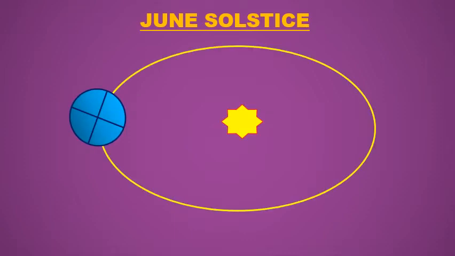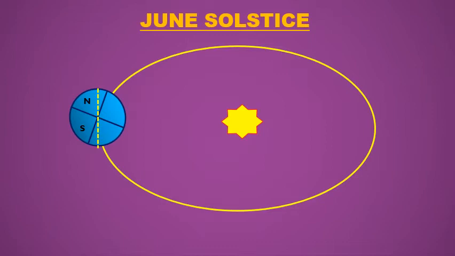Let us understand the June solstice first. So this is the Sun, the Earth, and the orbit in which the Earth revolves around the Sun. Now here, the northern hemisphere and the southern hemisphere are the two parts in which Earth has been divided. And let us imagine a vertical line partitioning the Earth into two halves, again on the basis of its exposure to the Sun.